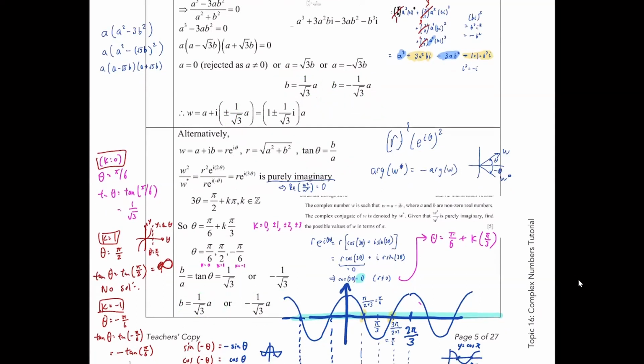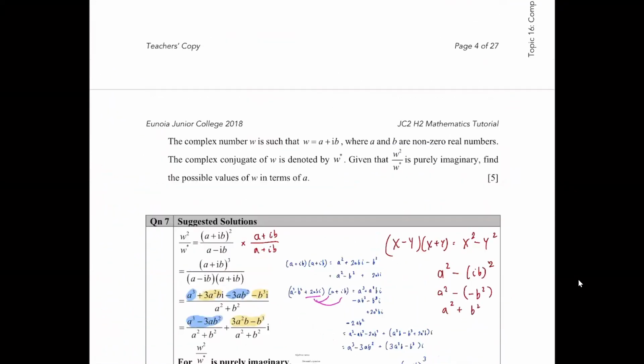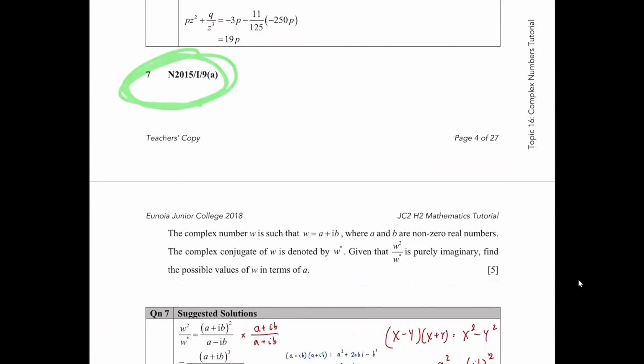A bit challenging. You need to know a lot of things. Trigo, exponentials, solving general equation, simultaneous equations, and all the three forms. Yeah, challenging this question. It's an A-level question, 2015, quite recent as well. So you need to know.